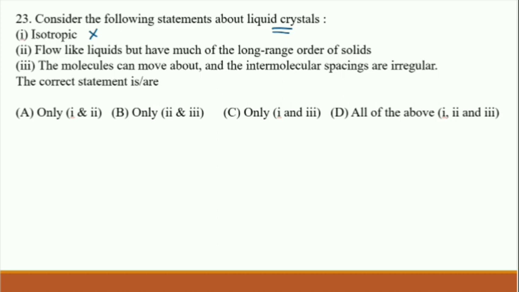Flow like liquids but have much of the long range order of solids. It was already discussed in the liquid crystal video that it has fluidity and somewhat solid properties also. So this option is right, and this one is also right: the molecules can move about and the intermolecular spacings are irregular. So option 1 is not right. A option is eliminated, C option is eliminated, D option is eliminated. So only 2 and 3.